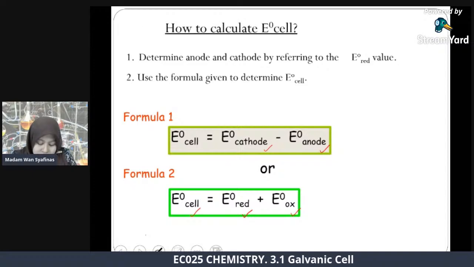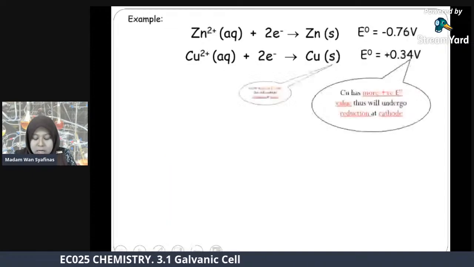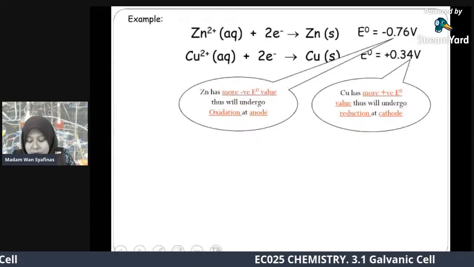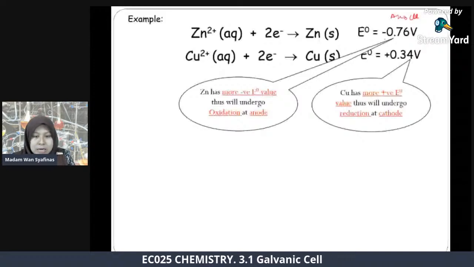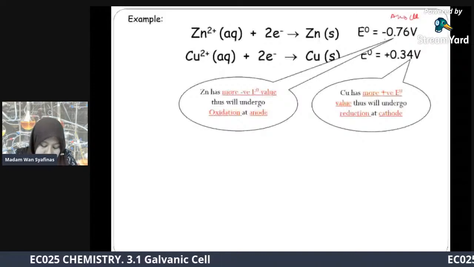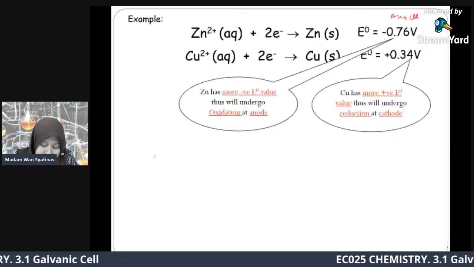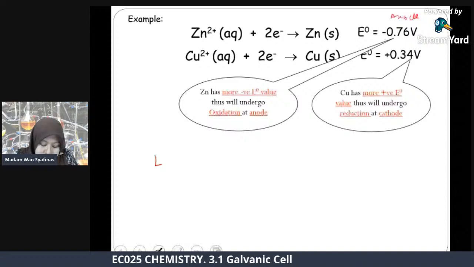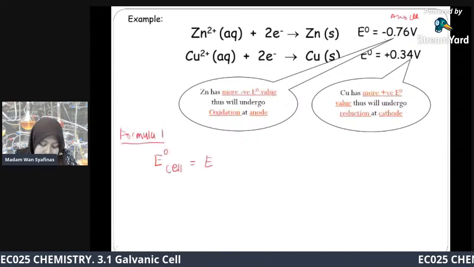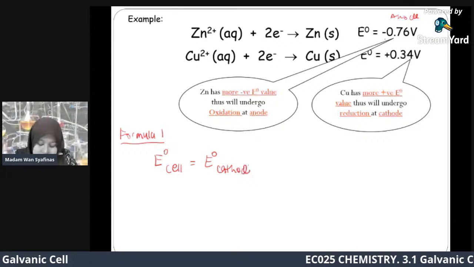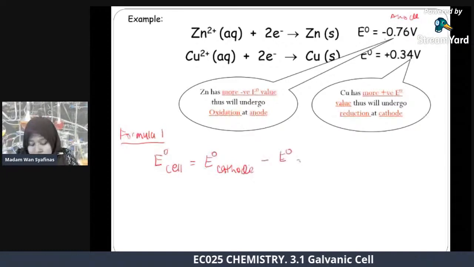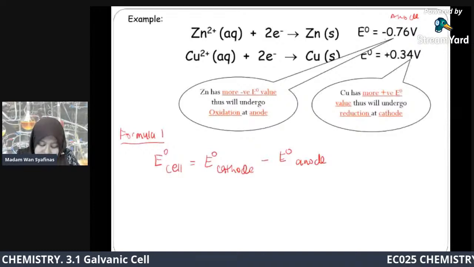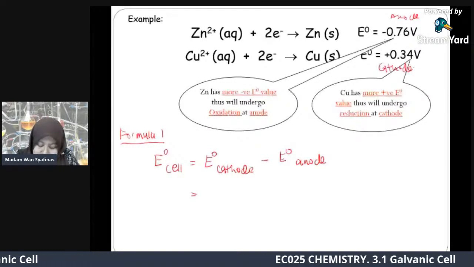Okay, so let's look at the first example. As before, zinc has a negative value, so it is the anode, and copper has a positive value, so it will be the cathode. When we calculate E0 cell, let's say I use the first formula. So E0 cell equals E0 cathode minus E0 anode. For the cathode here we have copper, positive 0.34, minus negative 0.76.